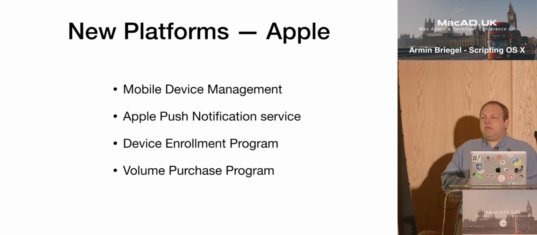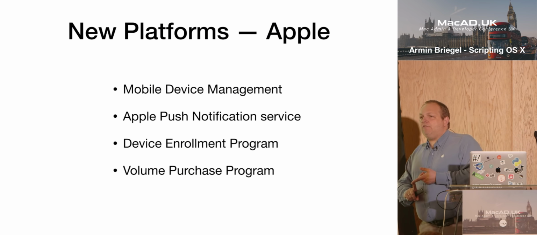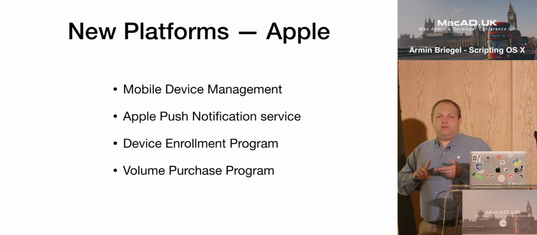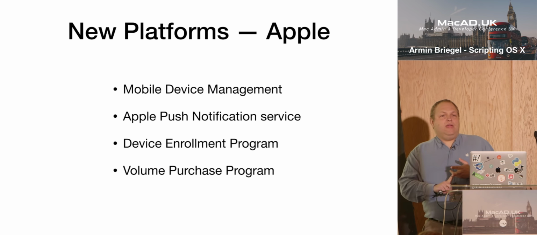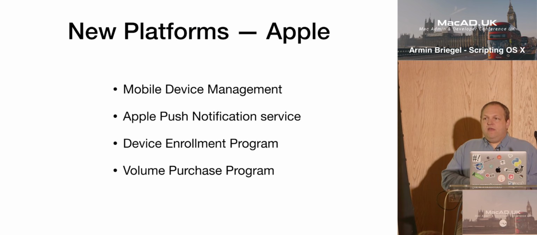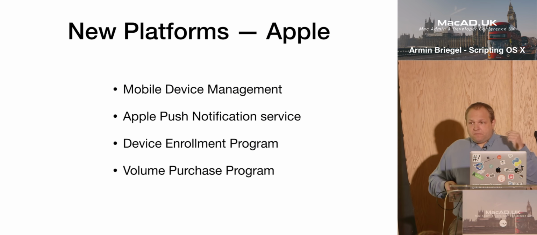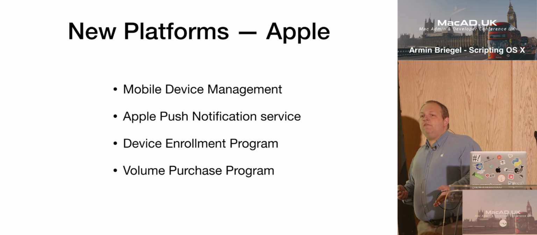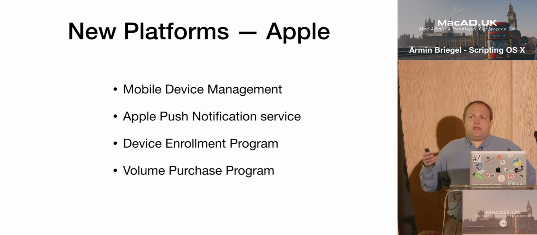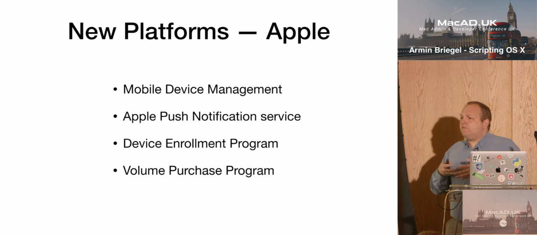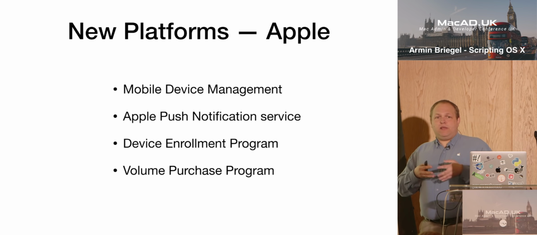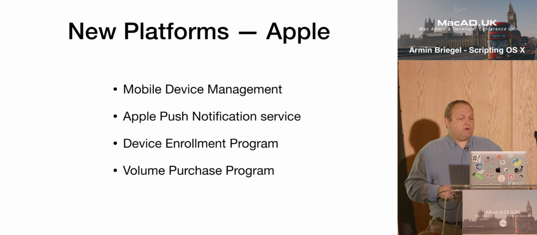Foremost is the MDM protocol, which started out for iOS and then moved to the Macs in Lion 10.7 and has been growing and growing and expanded ever since. The MDM protocol works closely together with the Apple push notification service, which isn't necessarily an enterprise thing, but works so close together right now that we really have to understand how that works.